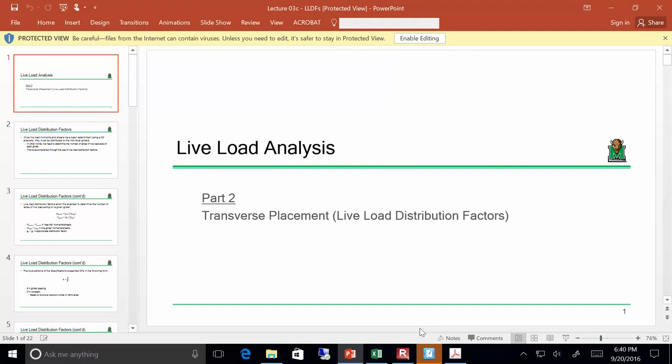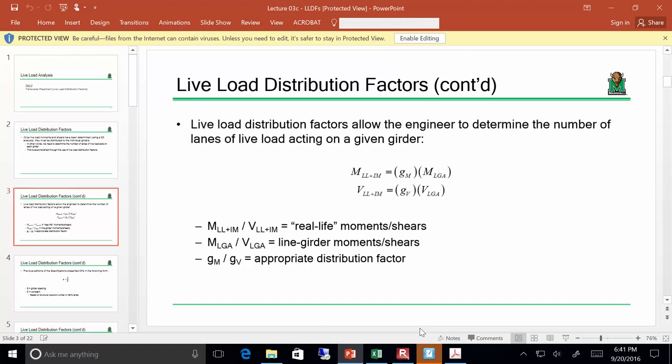For live loads, there are really two problems that we need to assess. We need to determine where to place these live load components longitudinally, and that's where we use an influence line. We also need to determine where we place these elements transversely, and that's where live load distribution factors come into play. We've gone through and reasonably explained what a live load distribution factor is.